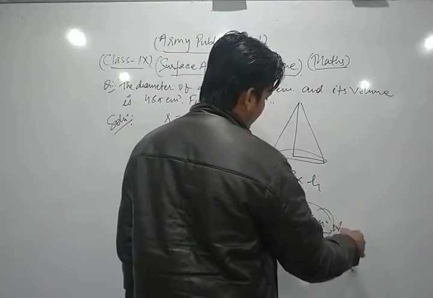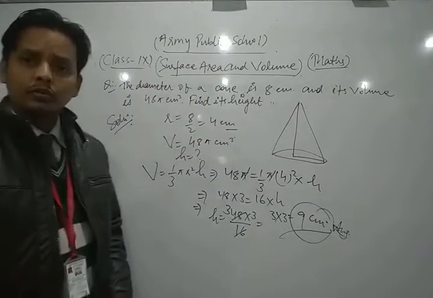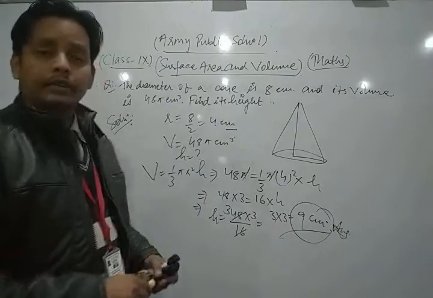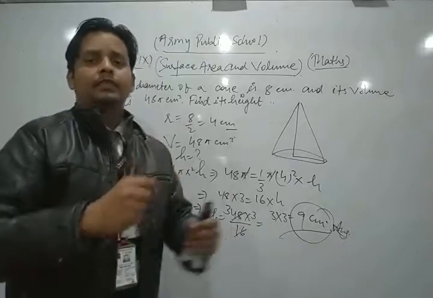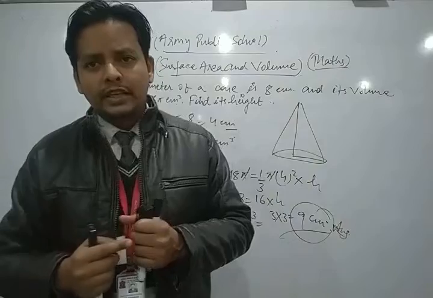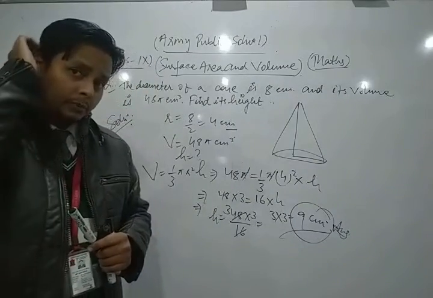So this is the required solution of the given question. In this way, you can solve questions based on the cone also. Here the diameter is given, so we convert it to radius. We know that the radius is half of the diameter. So from the diameter we find the radius r, that is 8 upon 2.